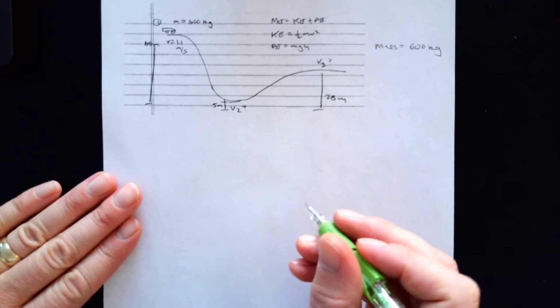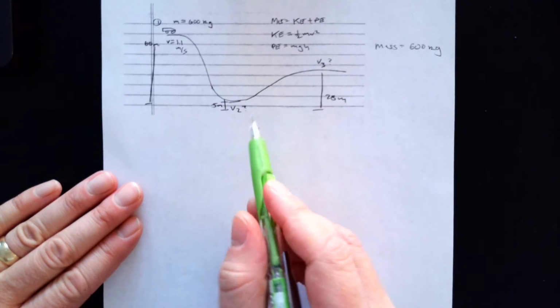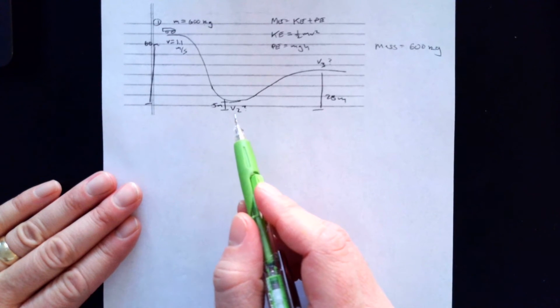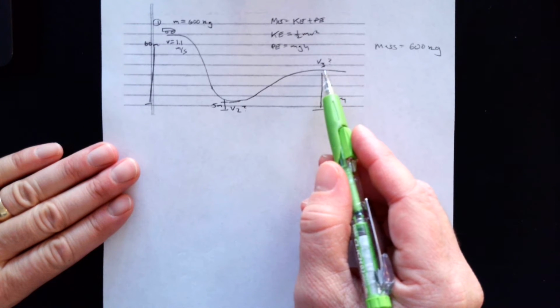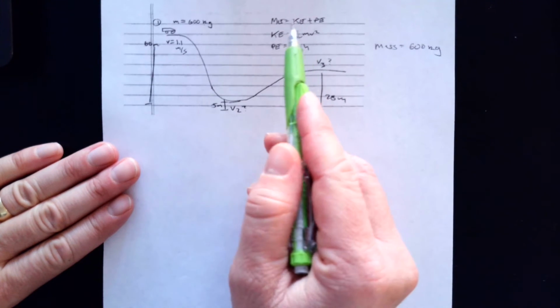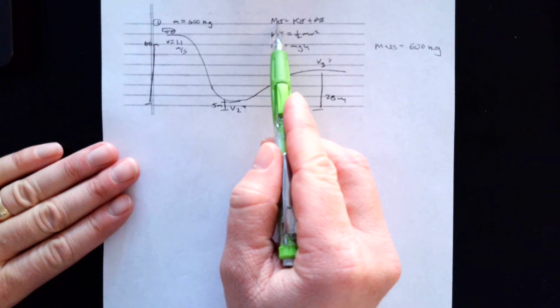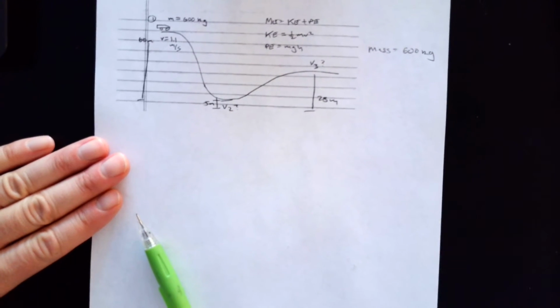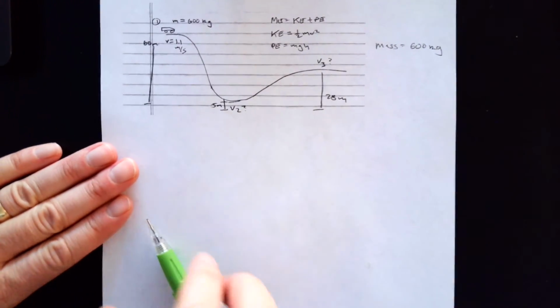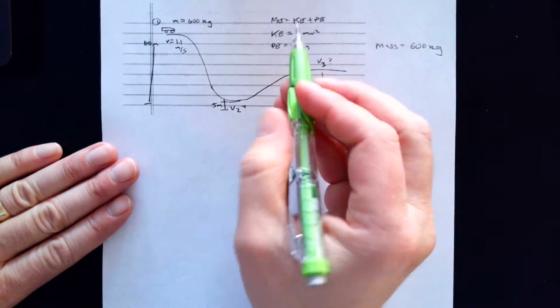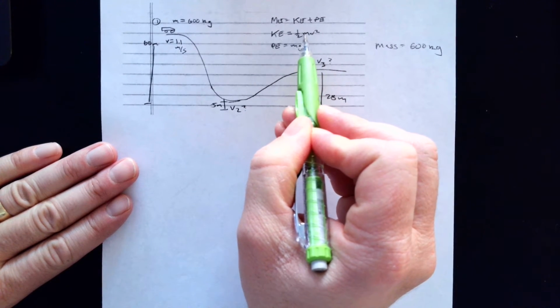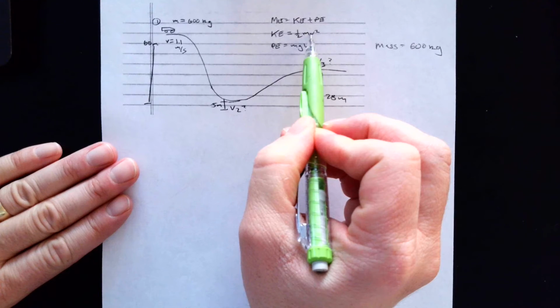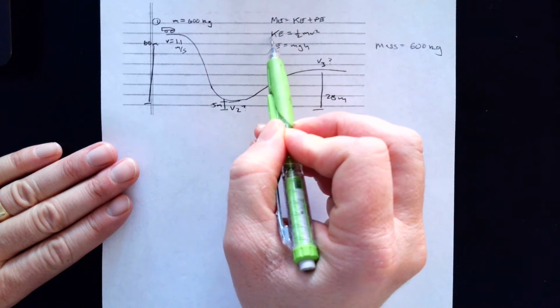Our main goal on this problem is to figure out V2, the velocity at situation number 2, and the velocity at situation 3. The nice thing is we have these other formulas up here. We were told before that mechanical energy equals kinetic energy plus potential energy, and kinetic energy equals 1/2 mv squared. So that's what this equals right here.